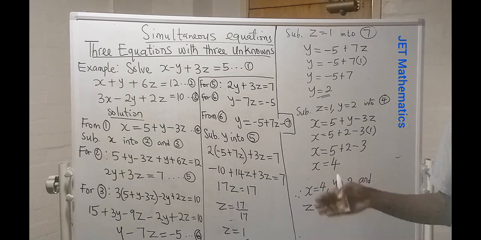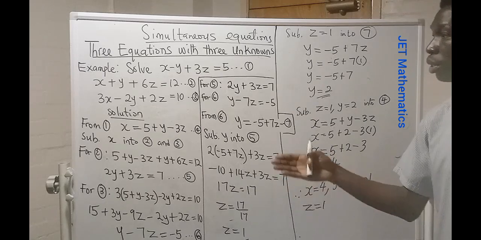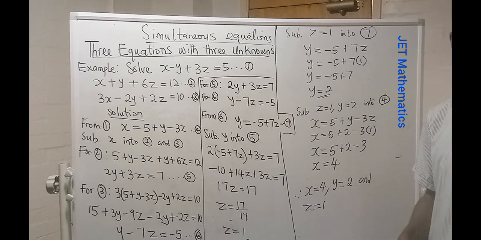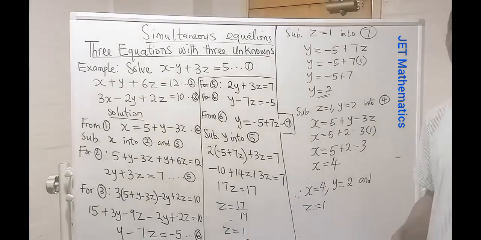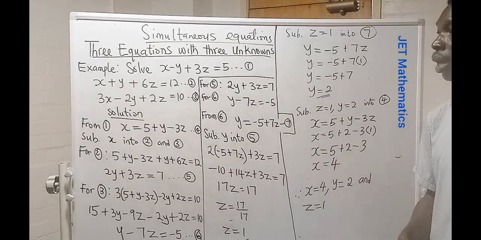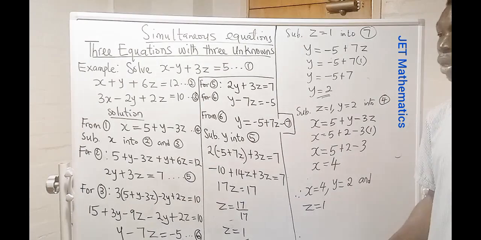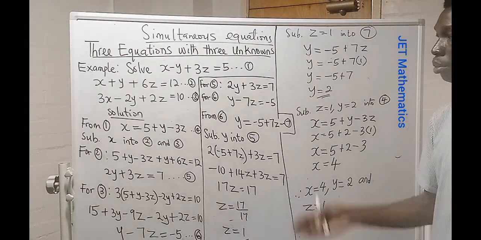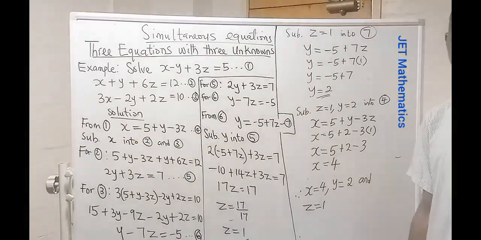Alright, that's the end of this problem. Like I said, we can use other methods like the matrix method and the determinant method, otherwise called Cramer's rule, to also solve this problem. There are several methods. Maybe in our subsequent videos we'll adopt some of these methods to solve three unknowns with three equations.